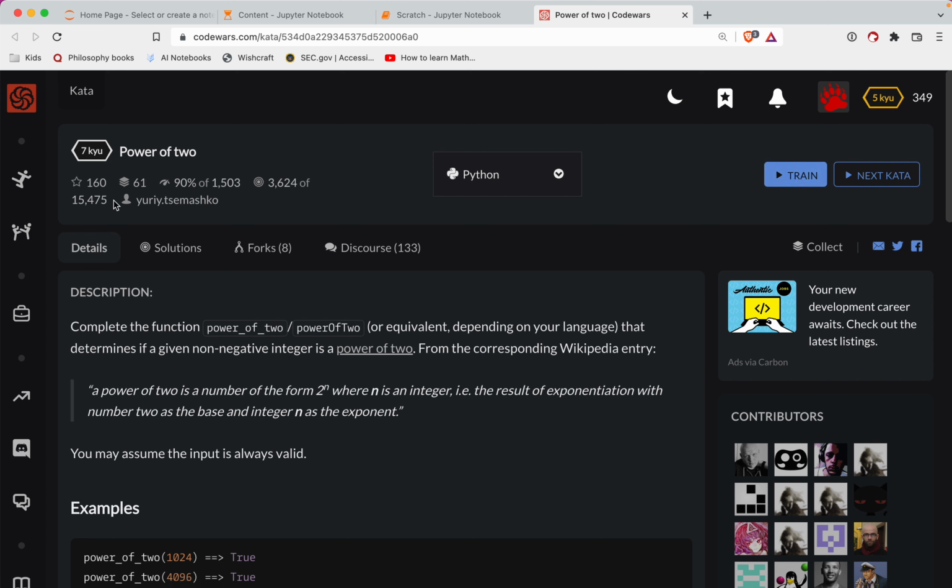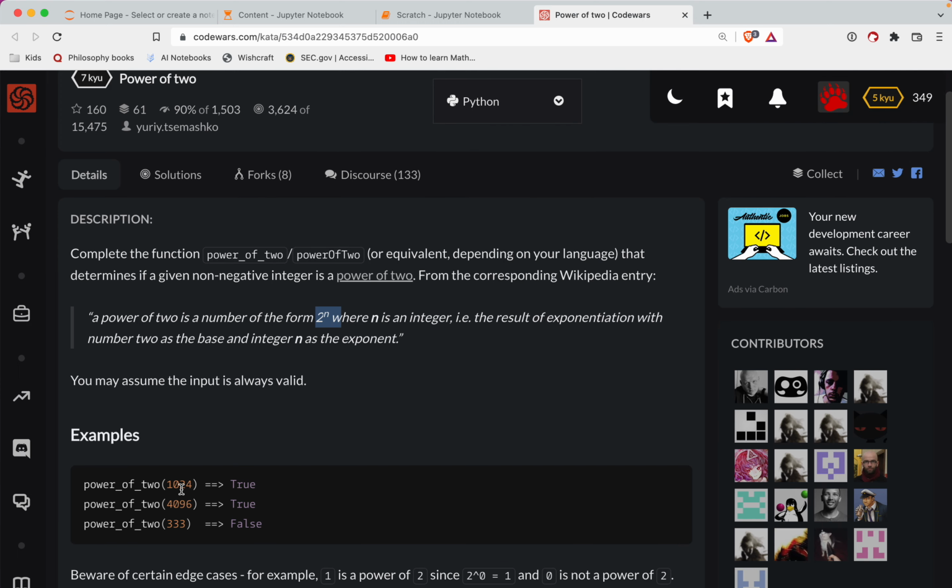So with that, let's get started with the challenge. This is called power of 2. Complete a function that determines if a given non-negative integer is a power of 2. So basically, does it equal 2 to some n, right? For example, here, 1024 is a power of 2. What is that, 2 to the 8th or something like that? I don't know, but it's somewhere around there. And then, of course, 4096 would be a power of 2, but this number is not.